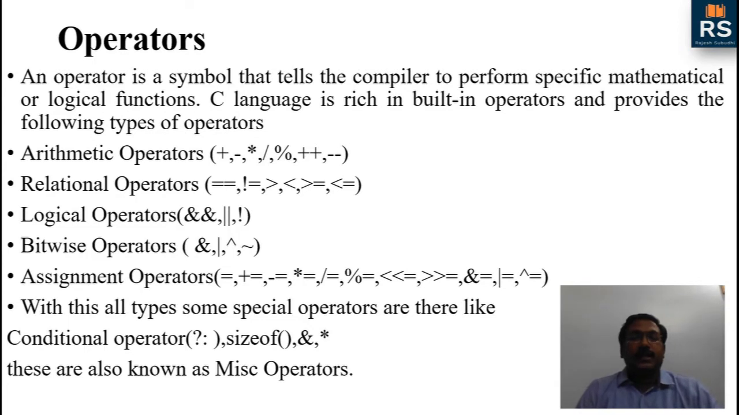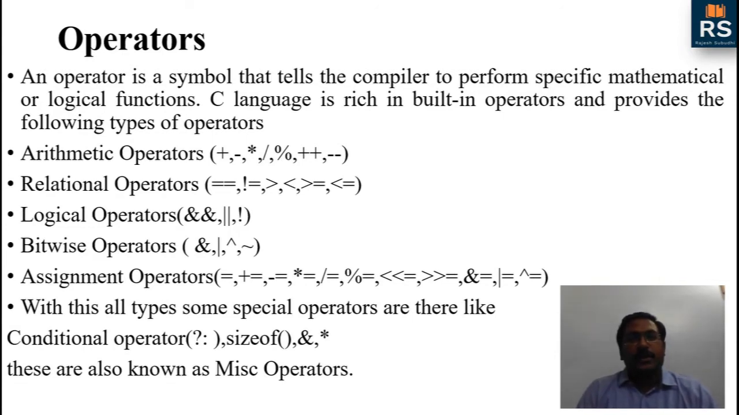As I have mentioned here, arithmetic operators are as we have in mathematics: plus, minus, multiplication, division, percent, and two new operators which I have written here. You can see plus plus and minus minus are two new arithmetic operators which are introduced in C. Plus plus indicates add by 1, or increment. Minus minus indicates subtract by 1. We will see in detail, with examples, what is plus plus and what is minus minus.